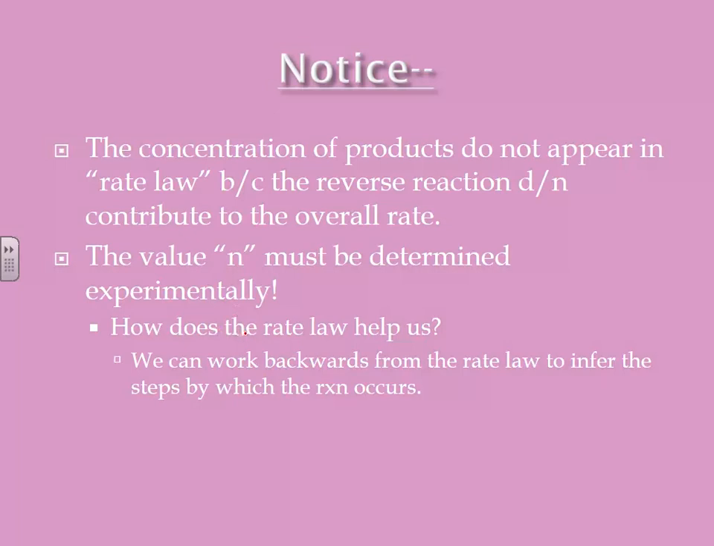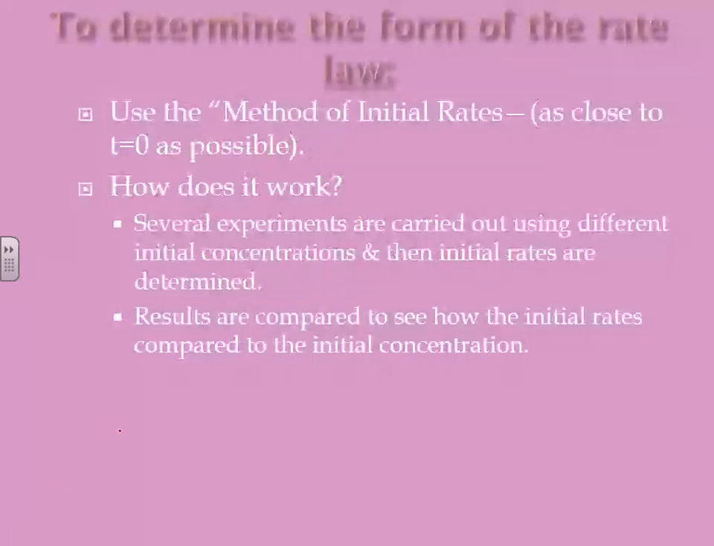How does the rate law help us? Well, we can actually work backwards from our rate laws and infer the steps by which the reaction occurs. Those steps are what we mentioned in the very first video, the introduction of this unit. They're called the reaction mechanism. We will talk about that later in this unit. To determine the form of the rate law, we use the method called the method of initial rates. This is as close to time equal to 0 as possible, so immediately after the reactants have been mixed.